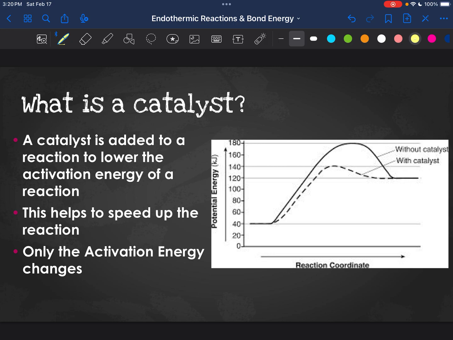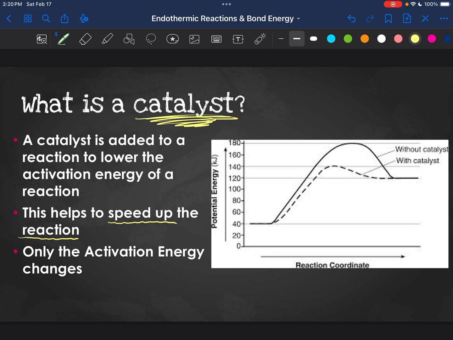Now let's talk about catalyst. What is a catalyst? This is something that you heard from biology and maybe life science and some other science classes in middle school. If you don't remember, the phrase you have heard is that a catalyst speeds up the reaction. Okay? It speeds up the reaction.